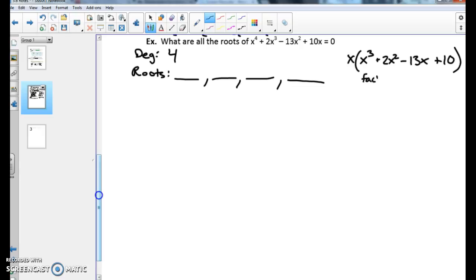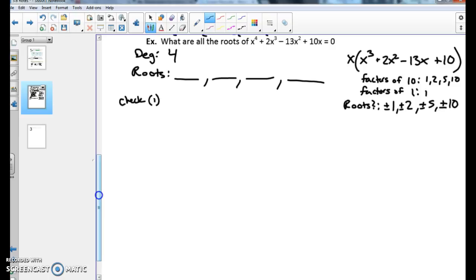We want to do rational root theorem, so I need factors of 10, and I'm going to compare that to factors of my leading coefficient, which is 1. Right? So factors of 10: 1, 2, 5, and 10. Factors of 1, just 1. So it means my possible roots are going to look like plus or minus 1 over 1, plus or minus 2 over 1, plus or minus 5 over 1, and plus or minus 10 over 1. Okay, so we got to go ahead and check those out.